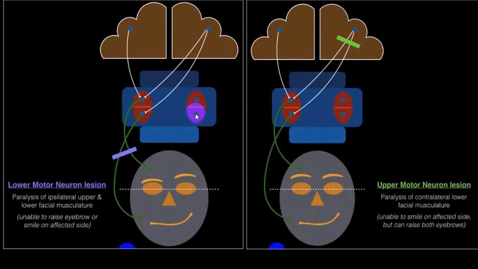And here you can see when you get a lower motor neuron, the angle is drooping down, there is no furrowing. This will be classical lower motor neuron. So paralysis of ipsilateral upper and lower facial musculature, entire half of the face, that you will call classical lower motor neuron. While in upper motor neuron, say you have got a damage here, the lower half of the face is affected.